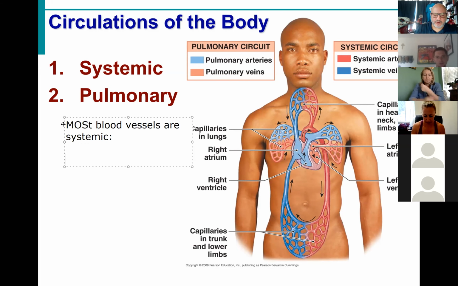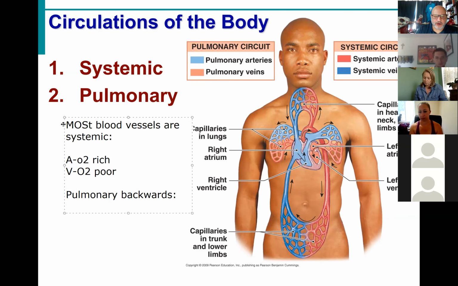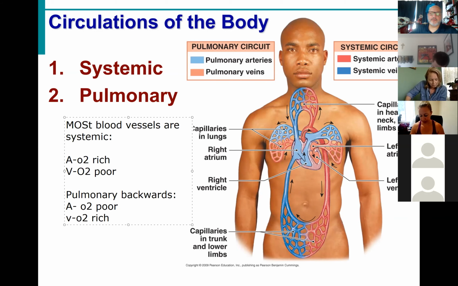And as such, as we know, the arteries are going to be oxygen rich, and the veins are going to be oxygen poor. However, the reason we can't use the oxygen capacity as the characteristic for determining arteries and veins is that pesky pulmonary, because it's the pulmonary that are backwards. The arteries are oxygen poor, because they're going to the lungs to get the oxygen, and the veins are oxygen rich.